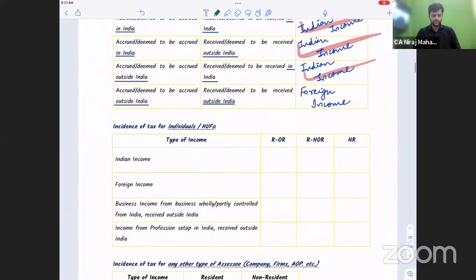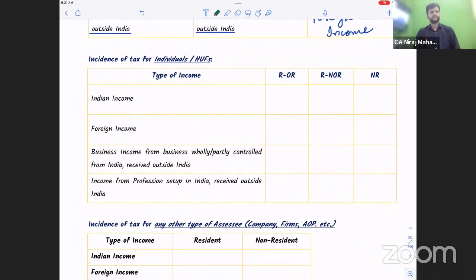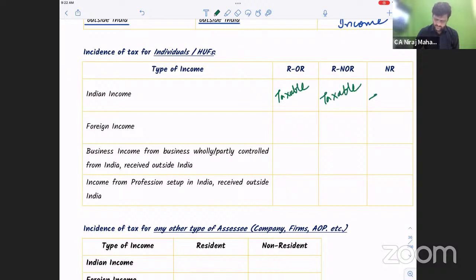Come to page 2.12 again. Okay, 2.12. Ready, everybody? Incidence of tax again means burden of tax, whether taxability is there or not there. Okay, ready? Pay attention. Indian income. All three is taxable. Taxable. Taxable. Simple. Okay.